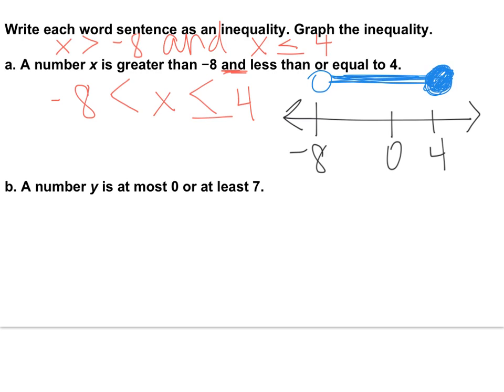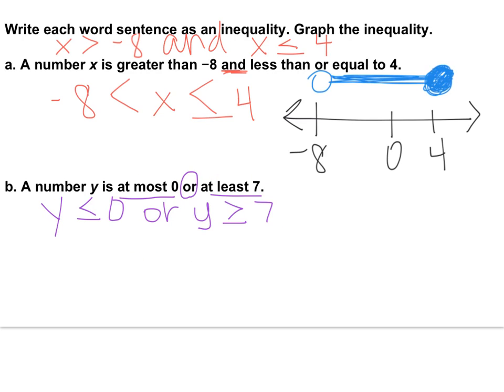It says a number y is at most 0 or at least 7. So let's do the one on the left. It says y is at most 0, so that means the highest it can be is 0. So I have y is less than or equal to 0. The second one, or at least 7. So again, using that same variable of y, here it's going to be greater than or equal to 7. And I'm going to put that word or in between. So this is my inequality.